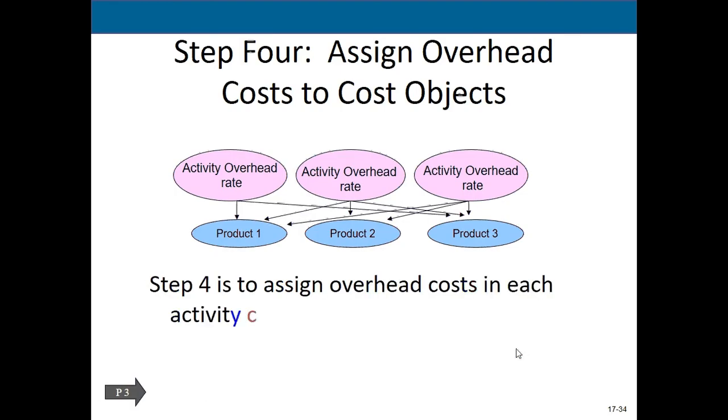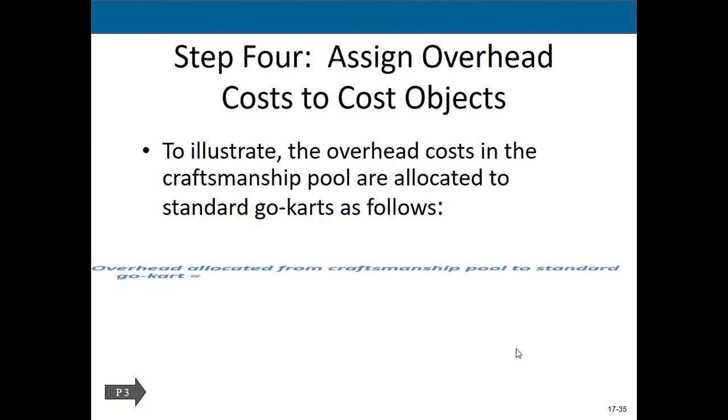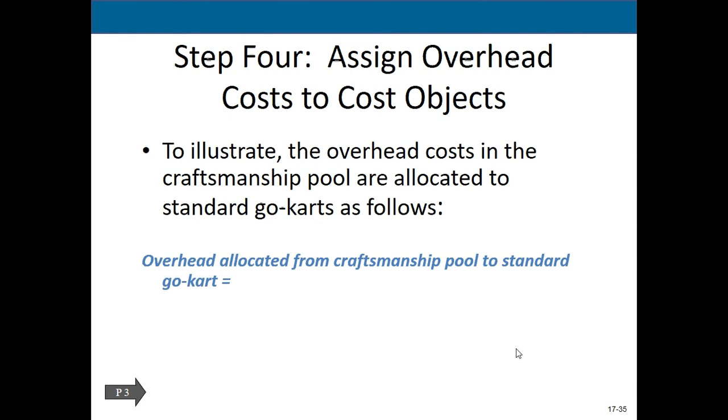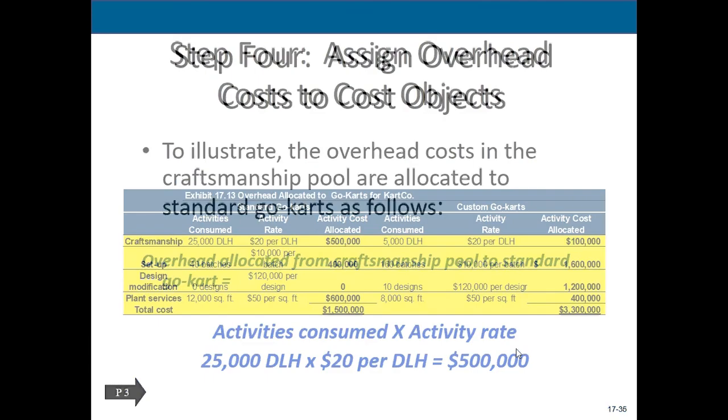And now we need to assign the overhead cost in each activity cost pool to the final cost object using these activity rates. We're going to illustrate that again looking at the craftsmanship pool and just for the standard go-karts. So we take the activity consumed times the activity rate. For standard go-karts, it was going to be 25,000 direct labor hours. If you go back and look at the slide on that, 25,000 direct labor hours, now at the pooled rate of $20 per direct labor hour, it's going to be $500,000.